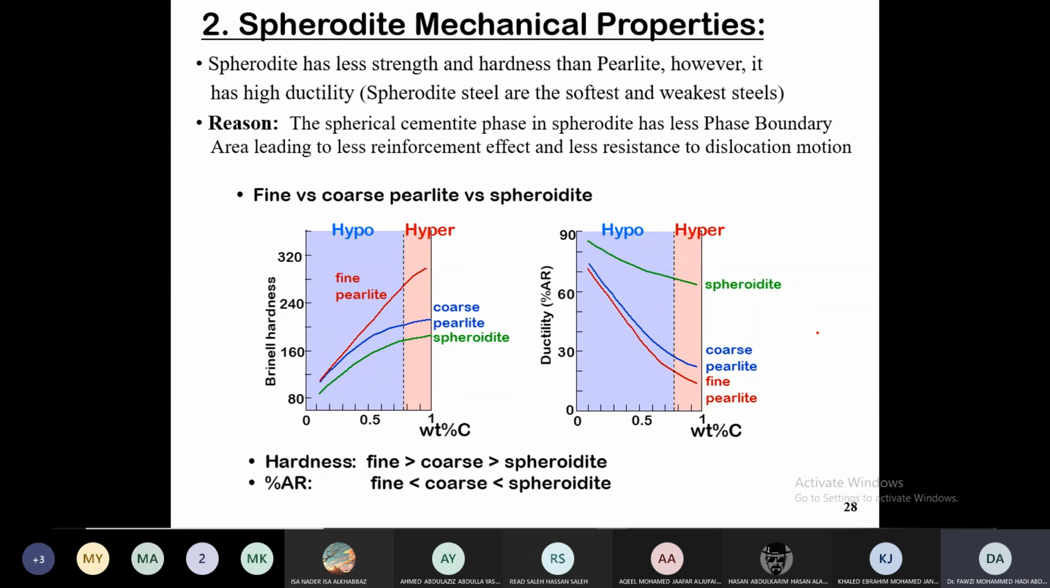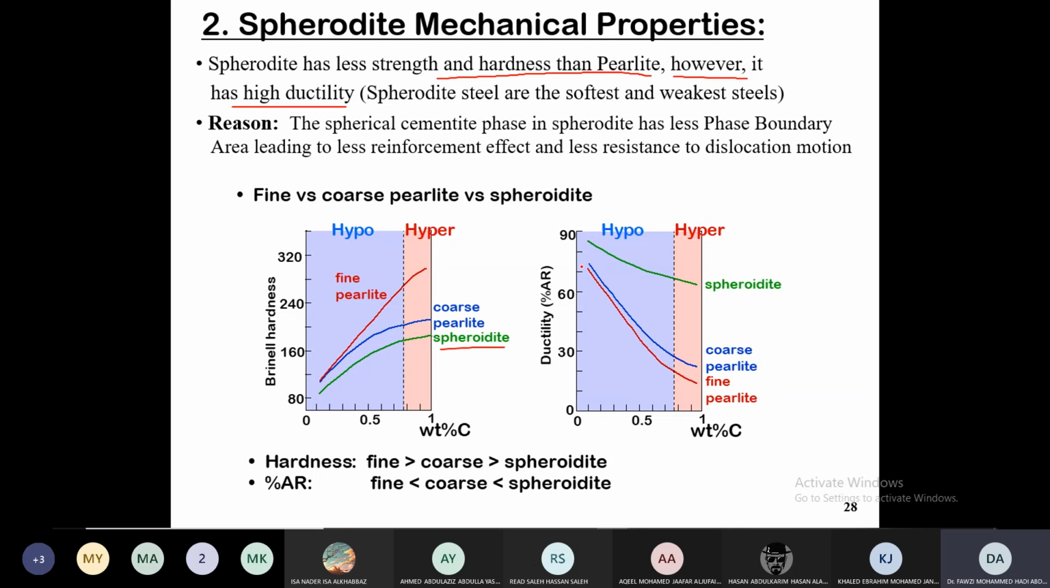Spheroidite is another microstructure, in addition to the perlite. The spheroidite has less strength and hardness than the perlite. It has much lower strength, however, it has high ductility. As you can see here, comparing the fine perlite with the coarse perlite and the spheroidite in terms of Brinell hardness, fine perlite is the hardest, then the coarse perlite, and much lower than that is the spheroidite. The spheroidite is much less hard and strong for the same reason.